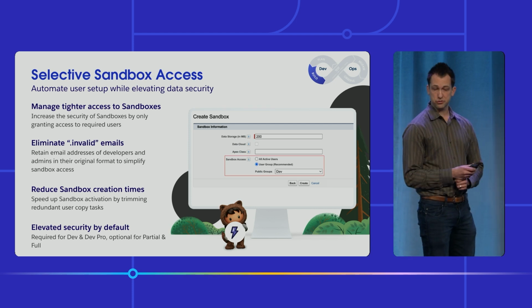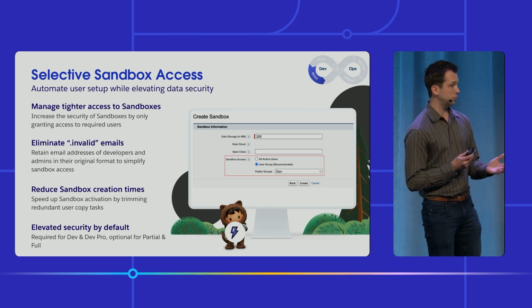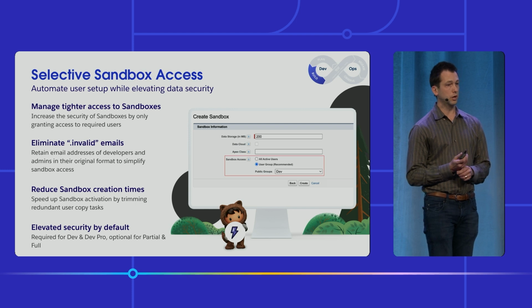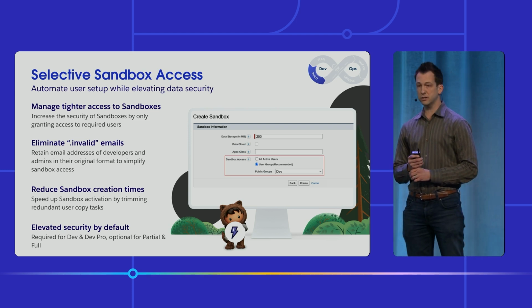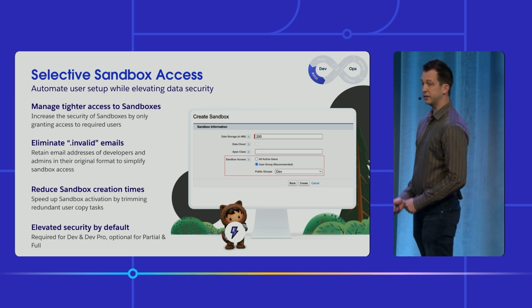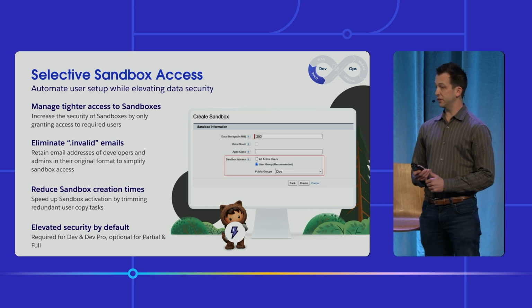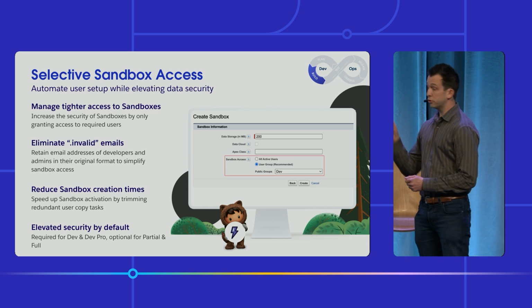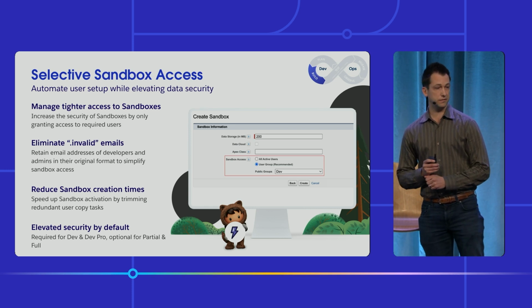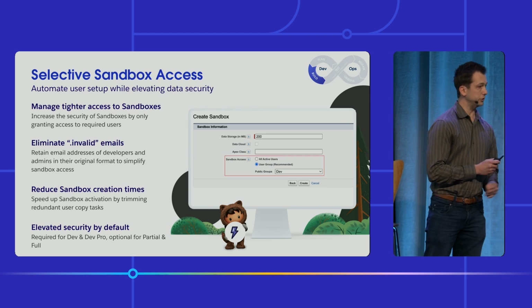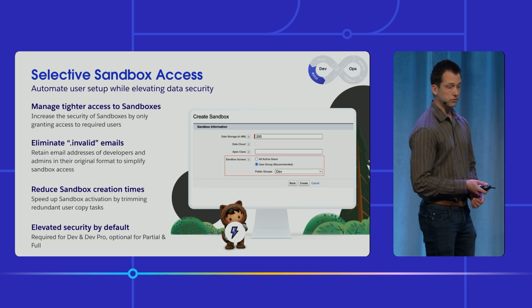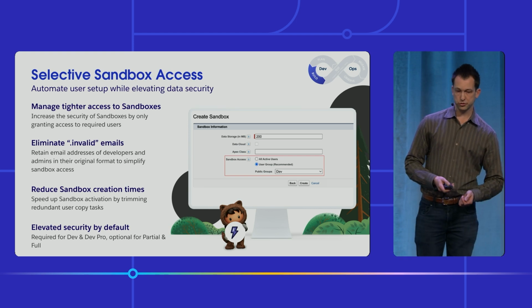Using this feature is pretty straightforward. You just create a public group with the set of users that you want to have access in the resulting sandbox, and then you select that public group right in a drop-down from the sandbox creation page. It's important to note that as of today, this feature is required for your developer and your developer pro sandboxes, though it does remain optional for your partials and fulls.